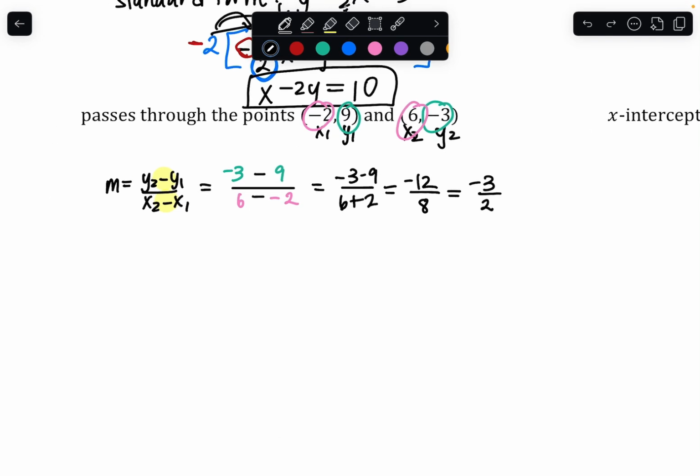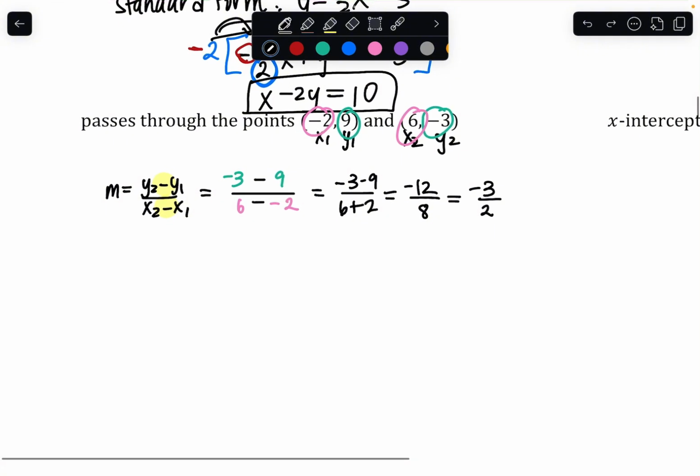Okay, and so now that we have our slope, we can use either point. I think I'm going to go ahead and use the x1, y1 to do our point slope form.